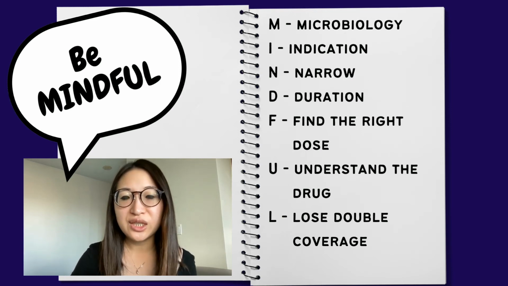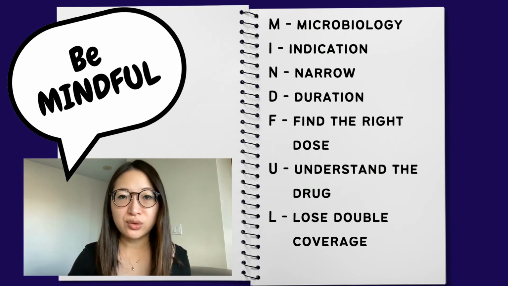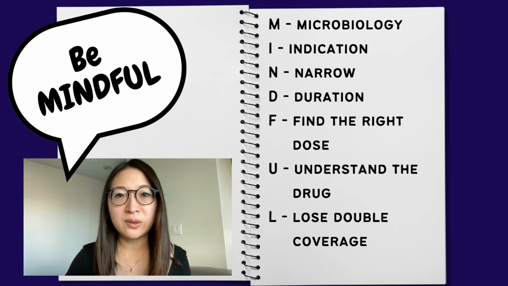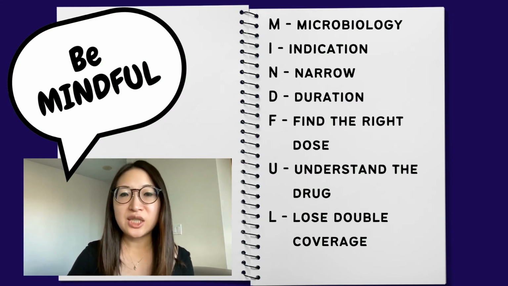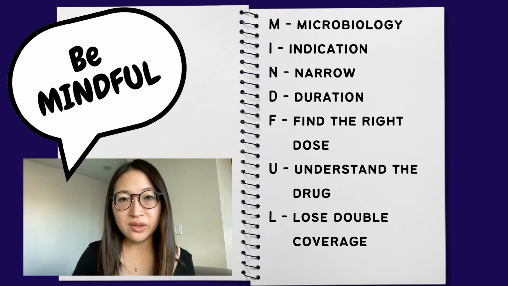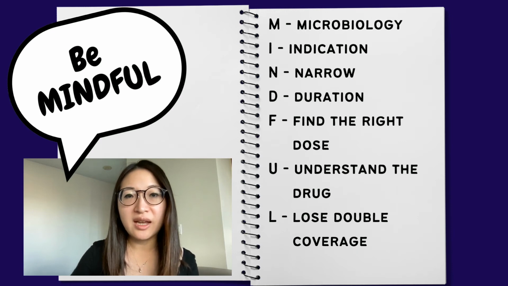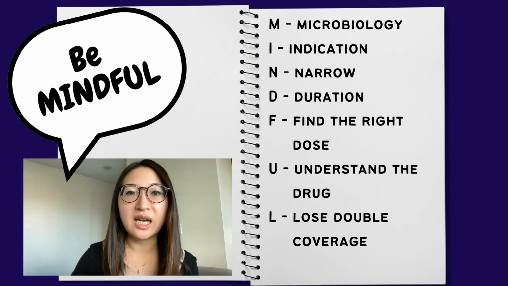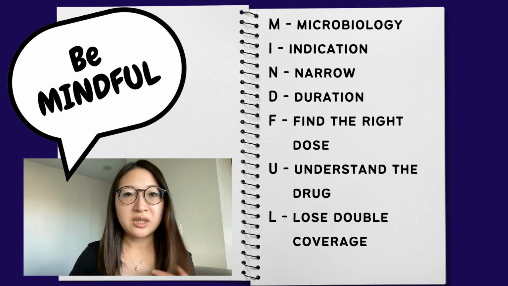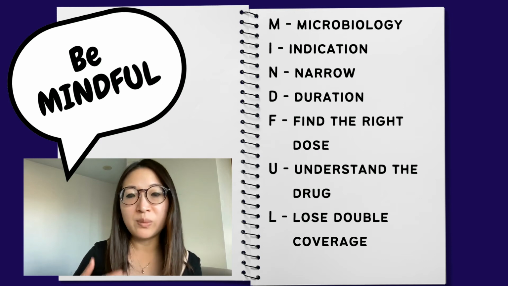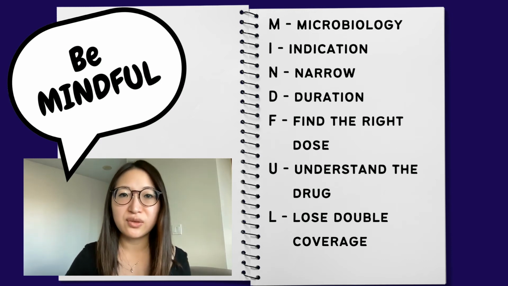D stands for duration. Since we have source control and there's no deeper focus of infection, such as an intra-abdominal abscess, then 7 days would be a reasonable option. And this is because in the last few years, there've been more and more studies that have demonstrated that for treating a gram-negative bacilli bacteremia with adequate source control and without a deeper focus of infection, a 7-day course would be sufficient.